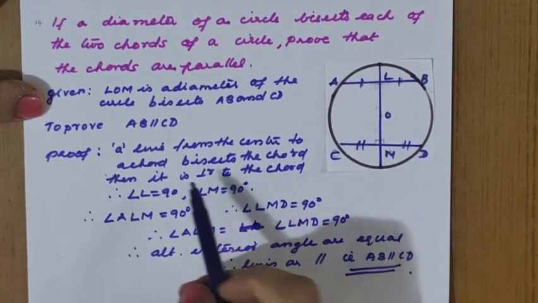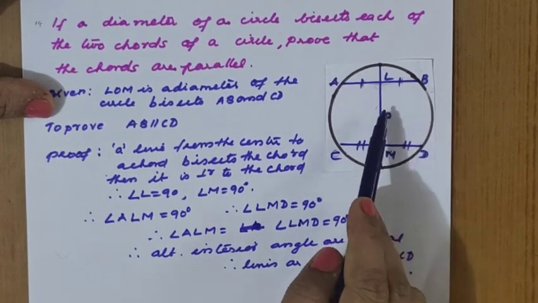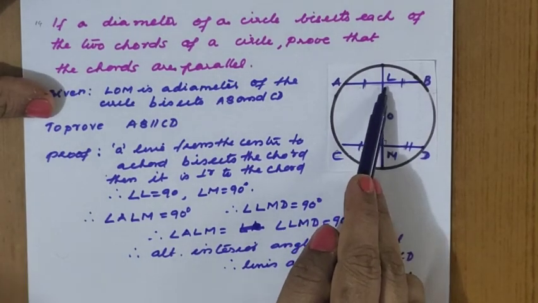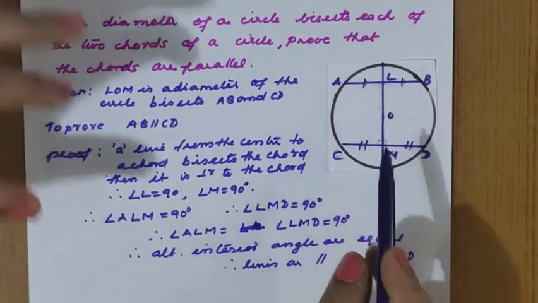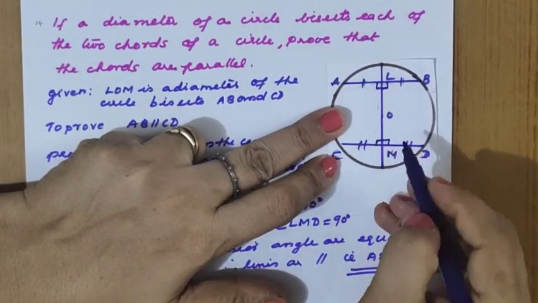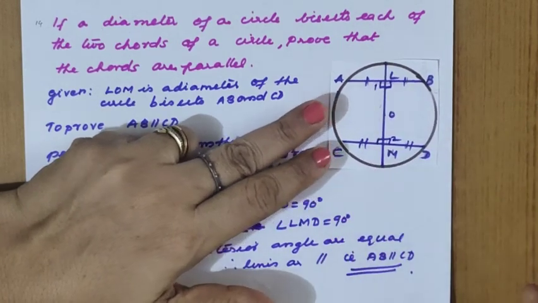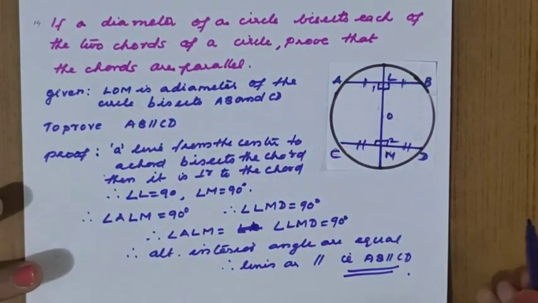Hence proved. So this theorem statement you must learn, and based on that we are proving. So if it bisects, it is 90 degree to the chord. So angle L is equal to 90 degree and again angle M equal to 90 degree. So alternate interior angles are equal. So the given lines are parallel.